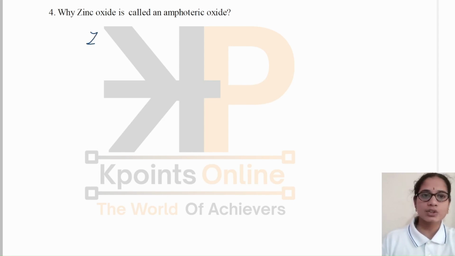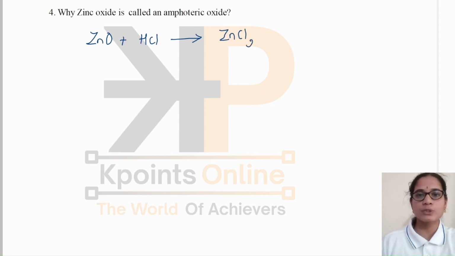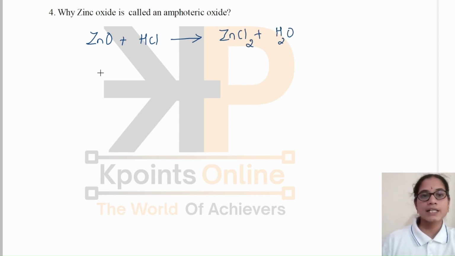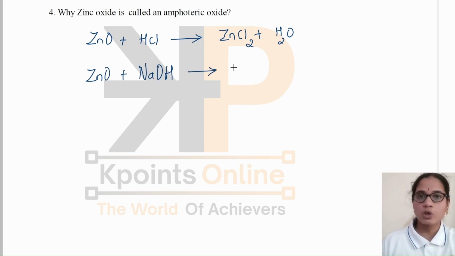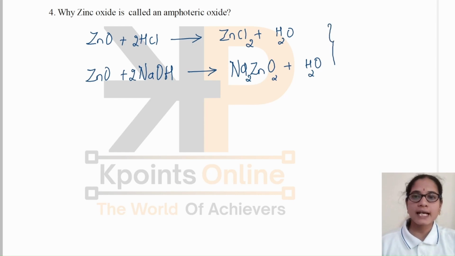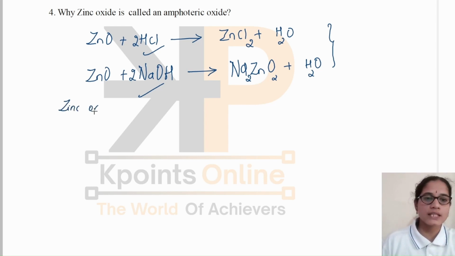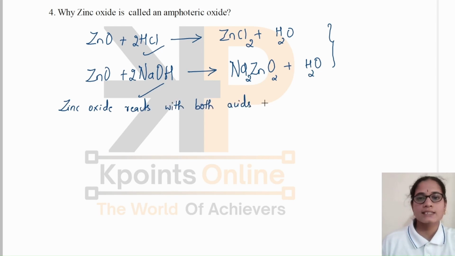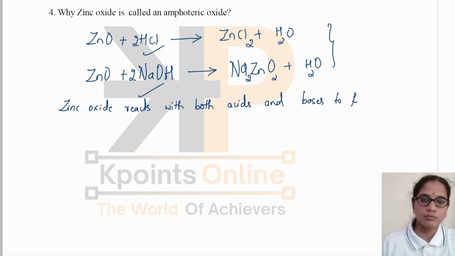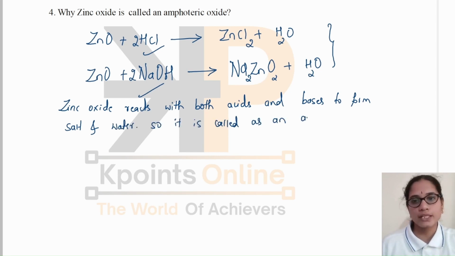Let us see the reaction of zinc oxide with acid. What happens here? There is a formation of salt and water, and it also reacts with sodium hydroxide base to form salt and water. So zinc oxide reacts with both acids and bases to form salt and water. So it acts as an amphoteric oxide. You have to write that zinc oxide reacts with both acids and bases to form salt and water. So it is called an amphoteric oxide.